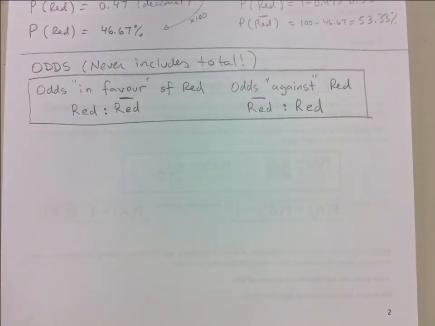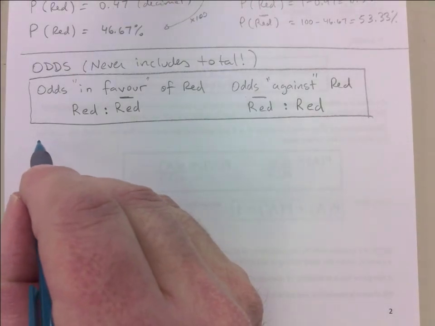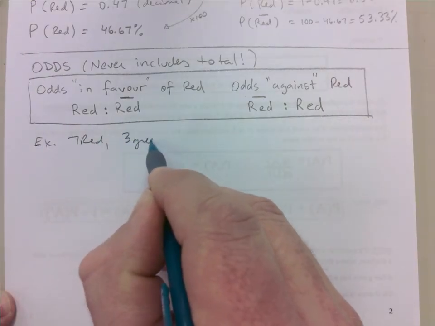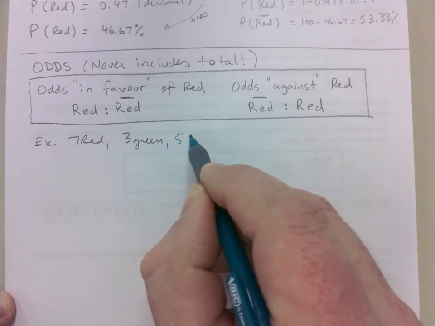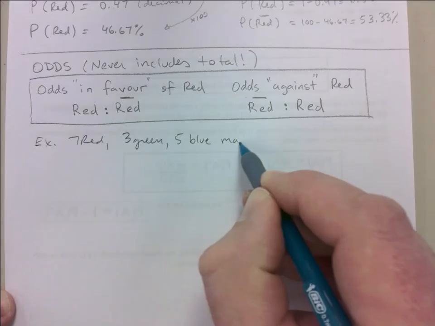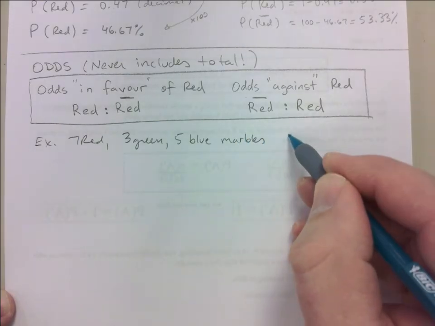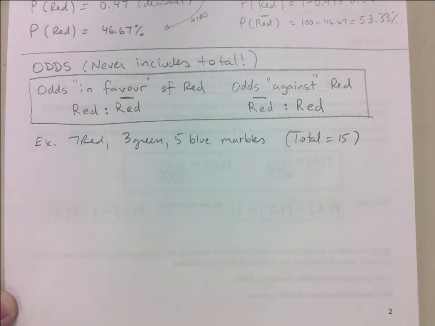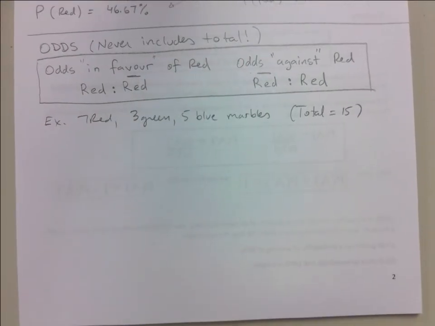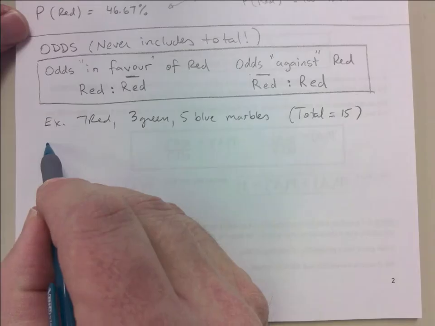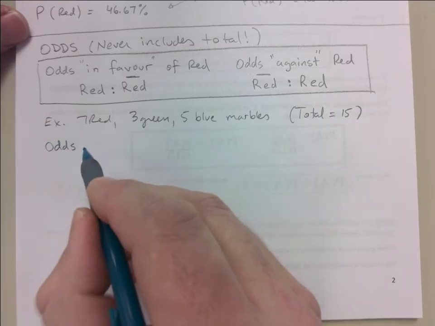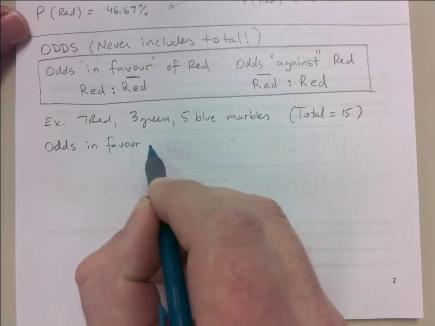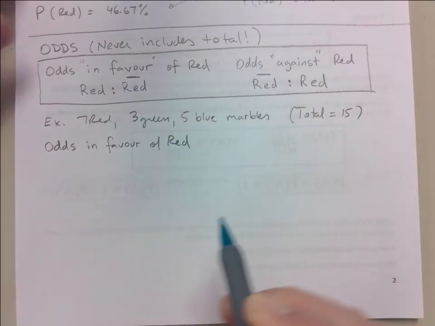Okay, so let's do this. If we have, let's go back to the example, 7 red, 3 green, 5 blue marbles. Again, total is 15. What if I said, figure out the odds in favor of red? I'm just going to stick with red for now.